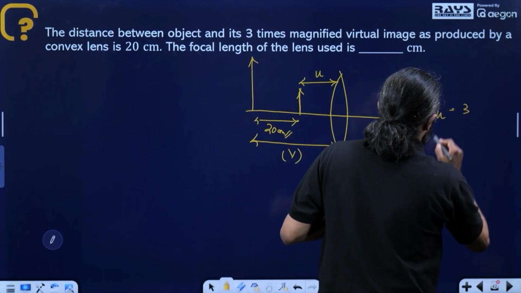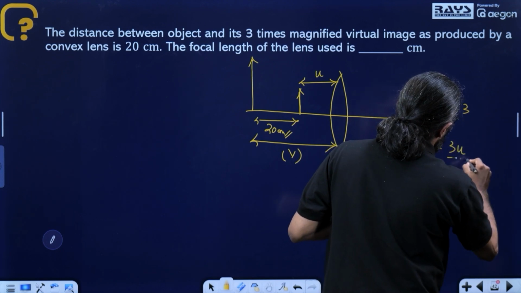And that is 3 which actually means V is equal to 3U.